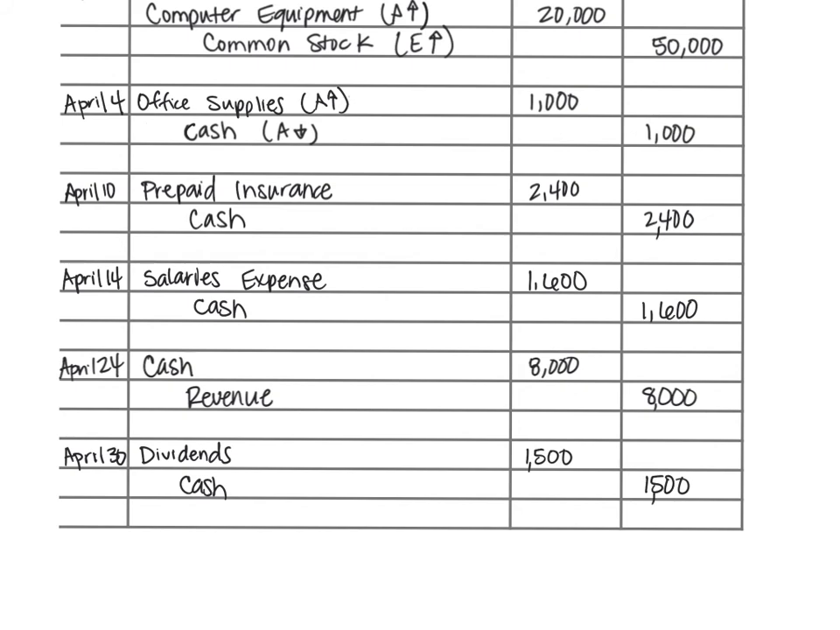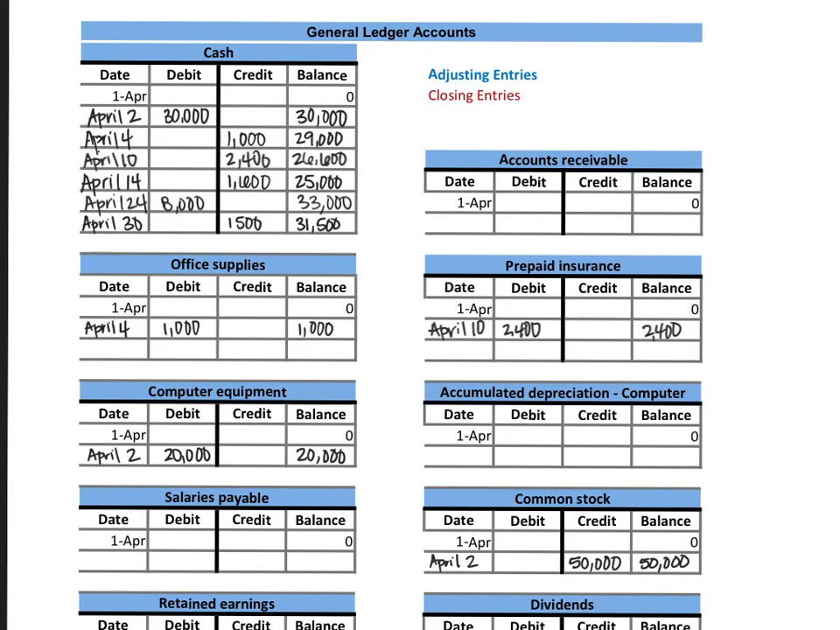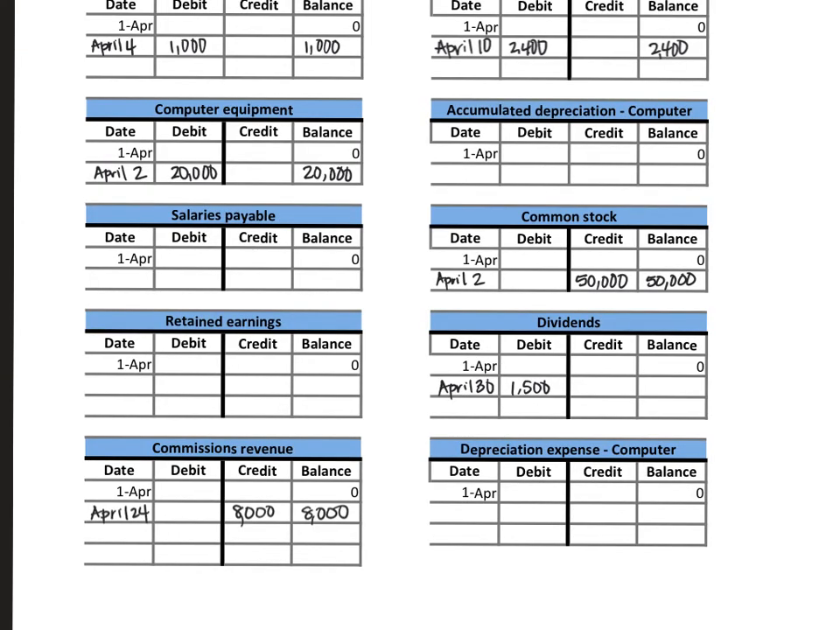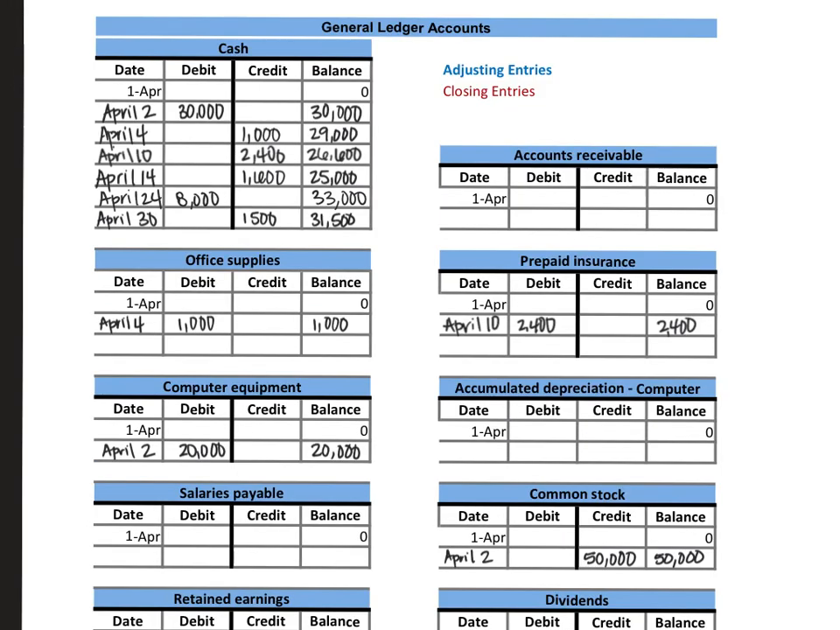So let's also put this in our ledger. All right, so I've added my line for my cash decreasing for my dividend payment. And then a little further down, I've also put my dividends. It's a debit balance, so it's going to go on the debit side. Now at this point, all of my journal entries for my normal transactions during the month are 100% totally complete.